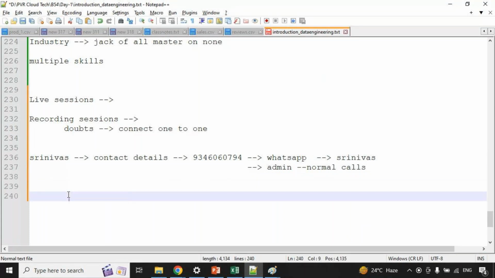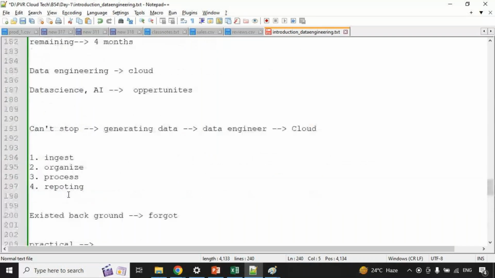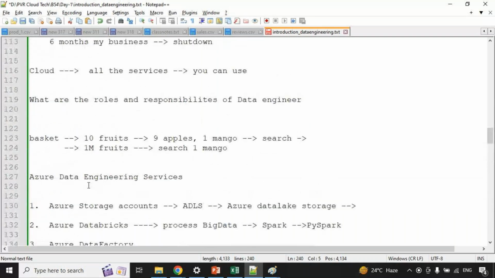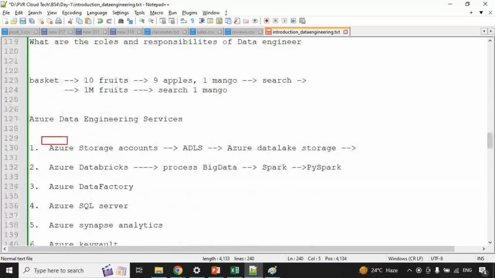Tomorrow I'm going to discuss storage accounts and some big data topics, and Databricks account creation. How to create a Databricks account, I will tell you tomorrow.